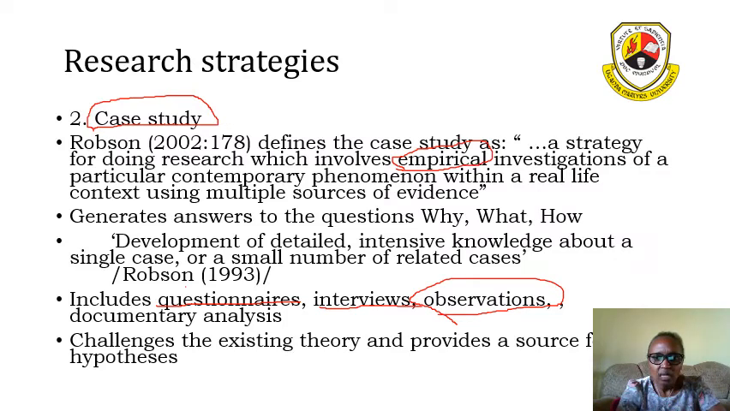So then looking at a phenomenon, then you say contemporary. Just go ahead and Google the word contemporary. What does the term contemporary mean? Sometimes I've heard of contemporary art, contemporary issues. Go ahead and Google it, so that you can have a better understanding of what the case study is. So the case study would be the real life context.